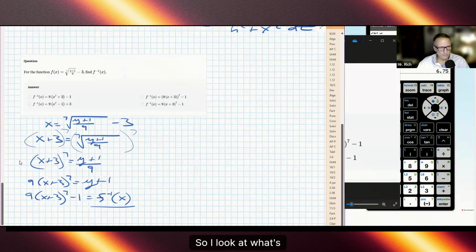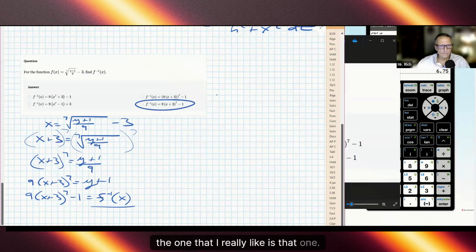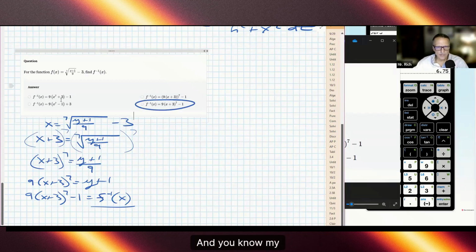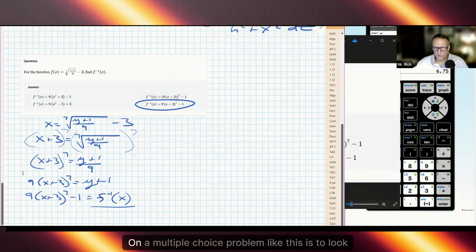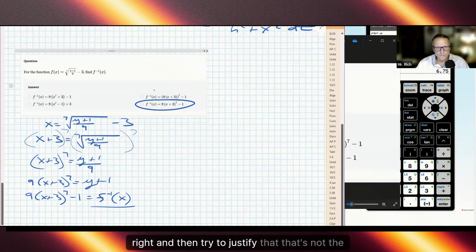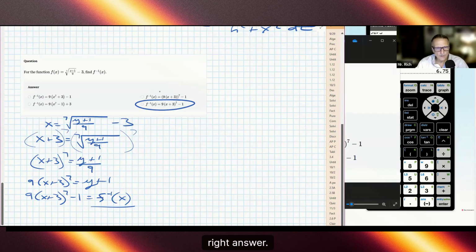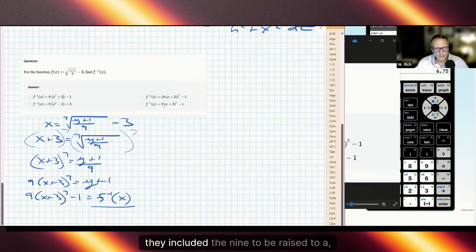So I look at what's here, and I think, Edson, the one that I really like is that one. And my philosophy on a multiple choice problem like this is to look at the next closest answer to mine that I think is right, and then try to justify that that's not the right answer. They included the 9 to be raised to a power, and that wouldn't make any sense because I can't deal with the 9 until first I've raised that to the 7th power.